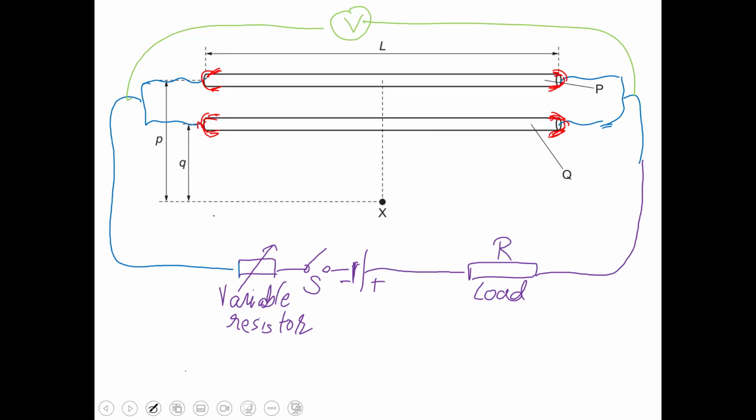Let us develop the diagram. This is the conducting area, and these are the two conductors. Voltmeter and P and Q are shown here, and the two conductors are parallel to each other. This is a switch, battery, and a load resistor, and you have to copy this diagram neatly.